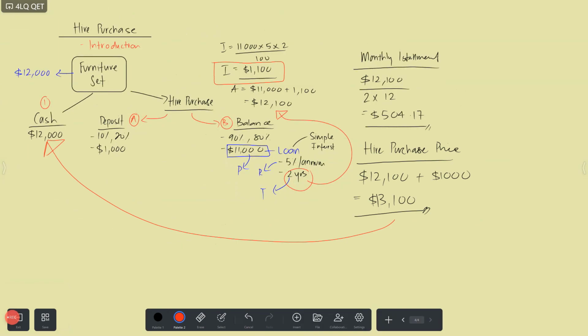So try to understand this, listen to the video carefully again, and hopefully you have a better understanding of how hire purchase works.